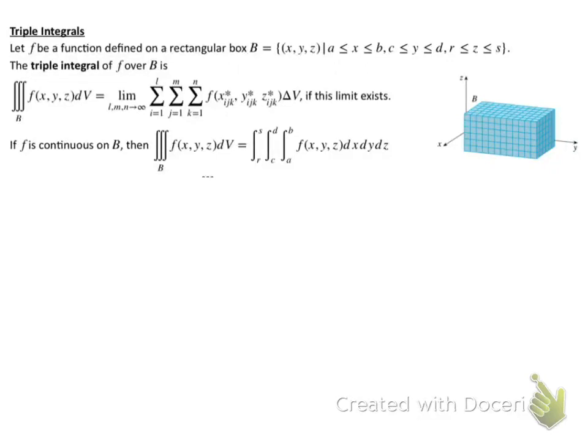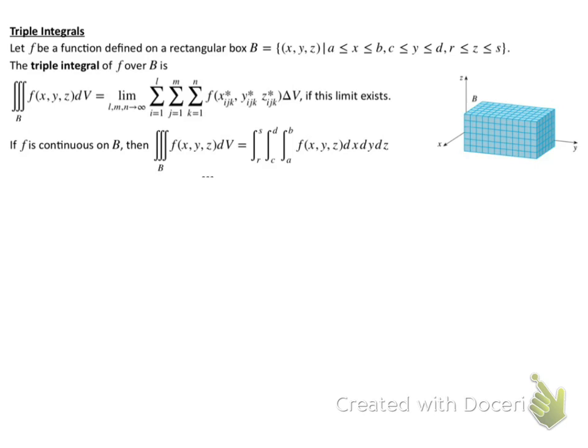In this lecture, we are going to talk about triple integrals. So now the integral is on an object in space, three-dimensional. So we are going to have dx, dy, and dz. So f is a function defined on a rectangular box, where x sits between a and b, y is between c and d, and z is between r and s.